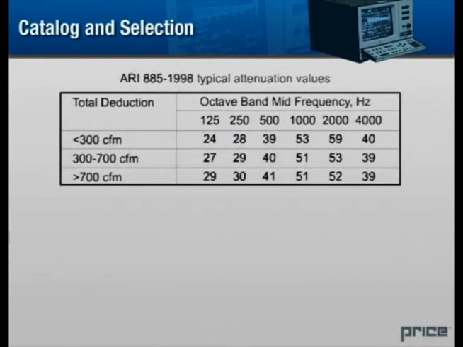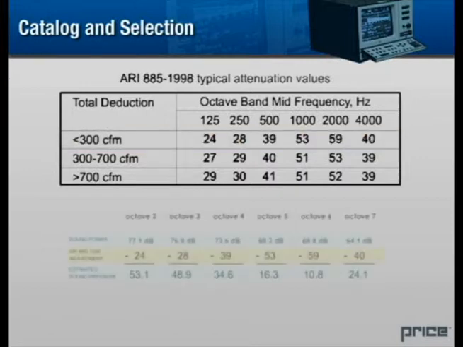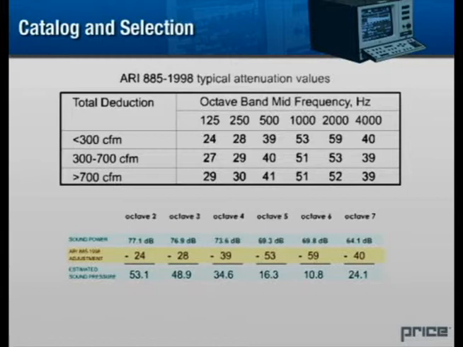For any given octave band sound power test, we can estimate sound pressure levels using this ARI conversion table. It assumes that equipment is being installed into what ARI has determined to be a typical room. We use the air capacity of the device to determine which numbers to subtract from the octave band sound power values to arrive at an estimate of the unit's sound pressure levels under typical circumstances.